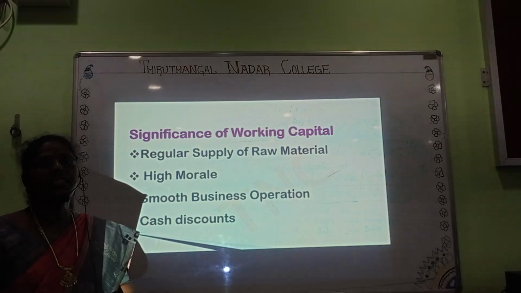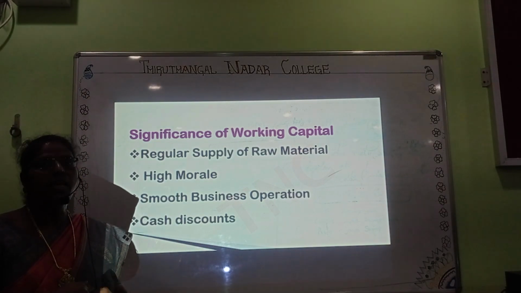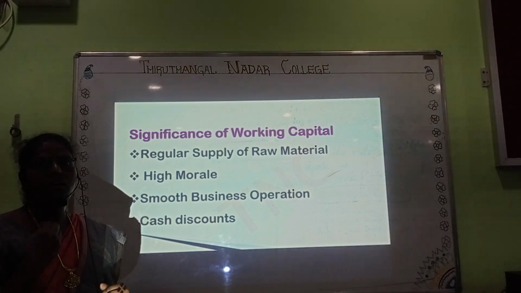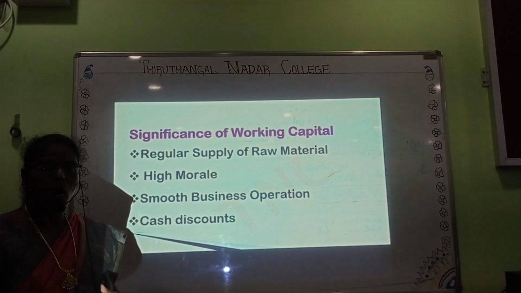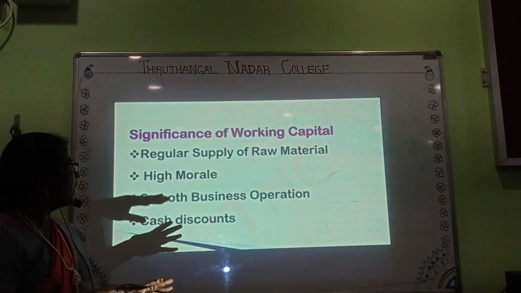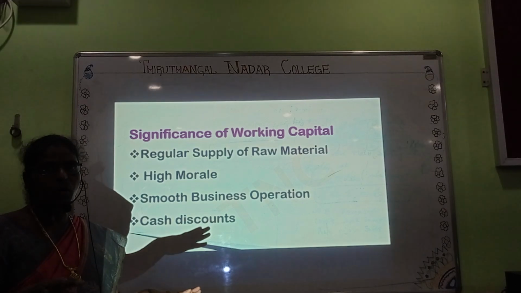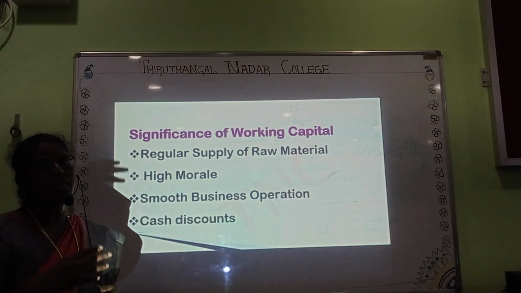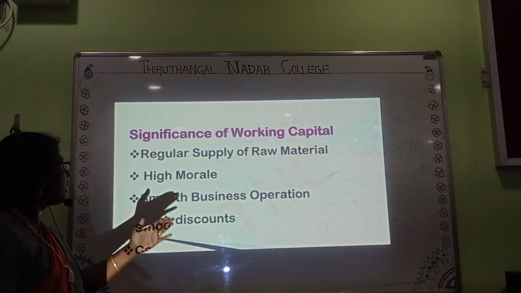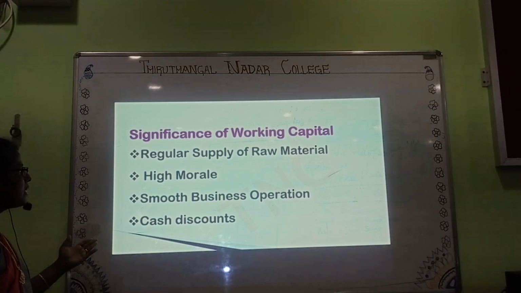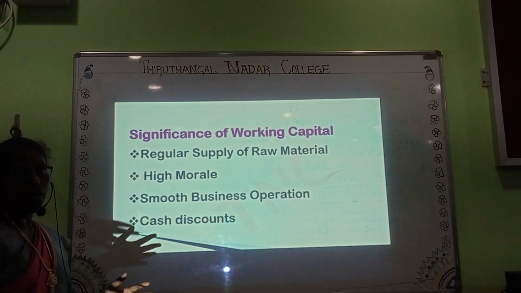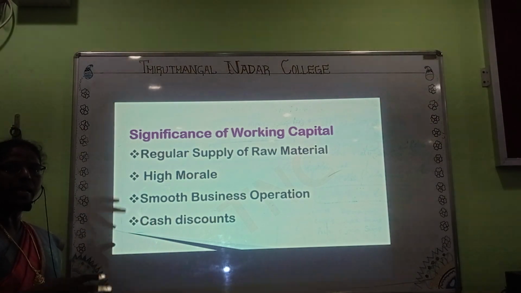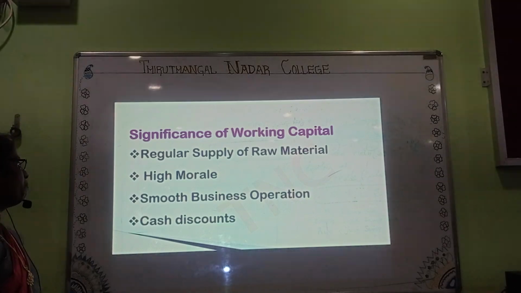Then next one, regular supply of raw materials. The company is financially strong, so the suppliers will be ready to supply the raw materials. So the company need not bother about the supply of raw materials. They will get a regular supply of raw materials. And it increases the morale of the employees also.